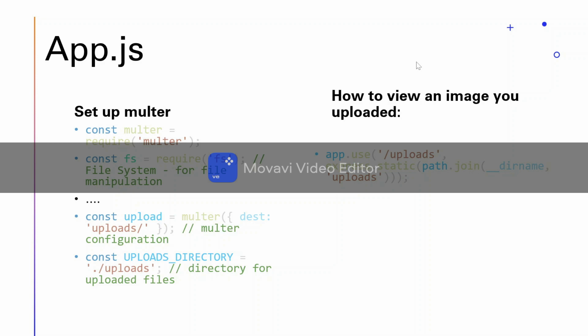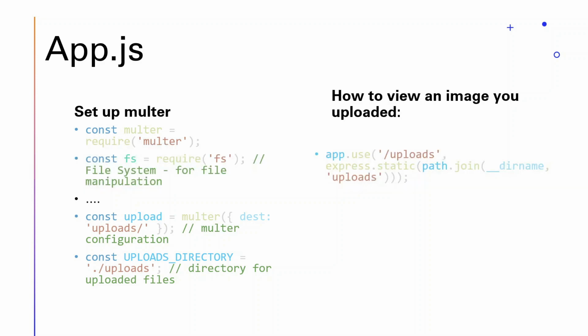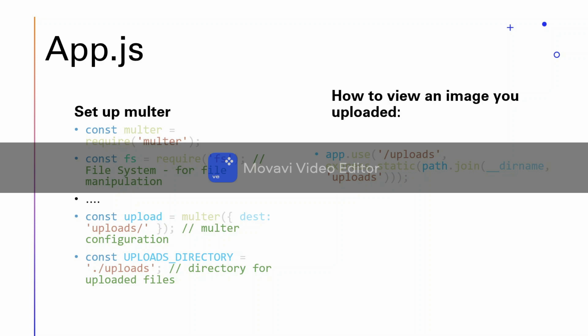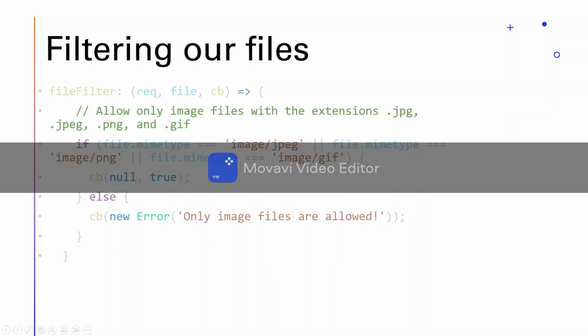And the final step for our bare bones file uploading demo is, again, setting up Multer and file system, upload and upload directory in our app.js. And to actually view the image that we uploaded, you want to copy and paste this snippet on the right, the app.use that points to the static path. And after that, you'll be able to upload images. Now, let's work on some filtering.